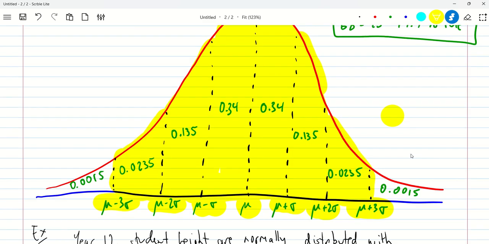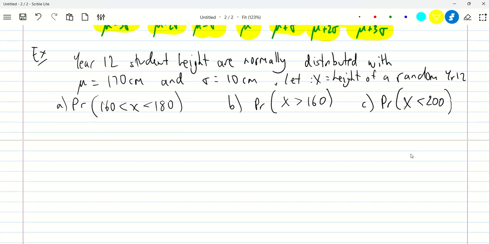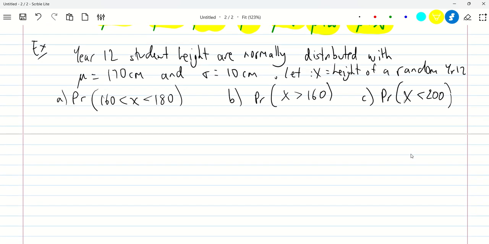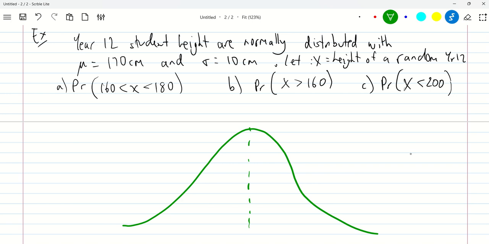99.7% rule. Okay, let's have a look at a question that you could get in exam 1. This one's pretty easy, but it gives you an idea of what's happening here. Year 12 student heights are normally distributed with mu of 170 and standard deviation of 10. I'll just draw this to make sure you understand what's going on, because really the maths is not hard here. And so the mu is 170.